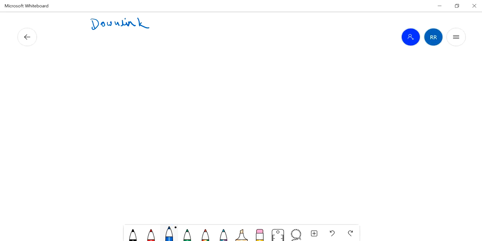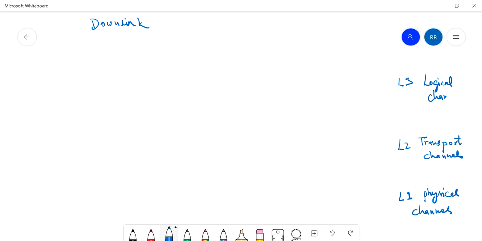Actually there are three categories we can divide. The lowest level layer, we can say the L1 layer, these channels are physical channels, because this is in the physical layer, that's why they are physical channels. Then the L2 layer, we can say transport channels, and L3, we can say logical channels. So these are the three broad classifications of channels: physical channel, transport channel and logical channel. So let's see how many physical channels are there.